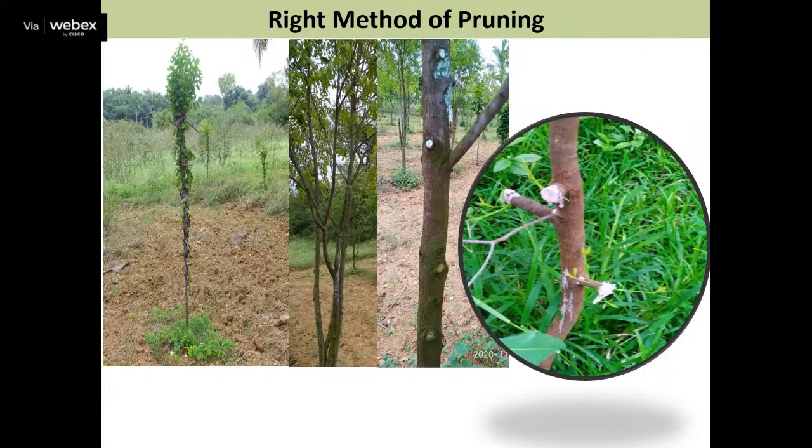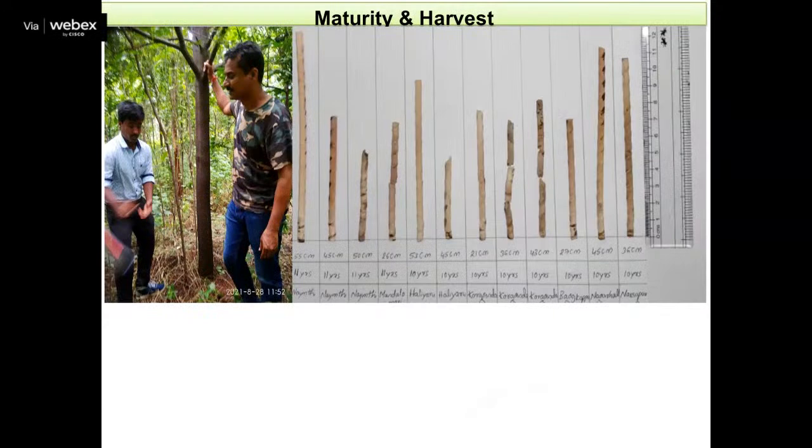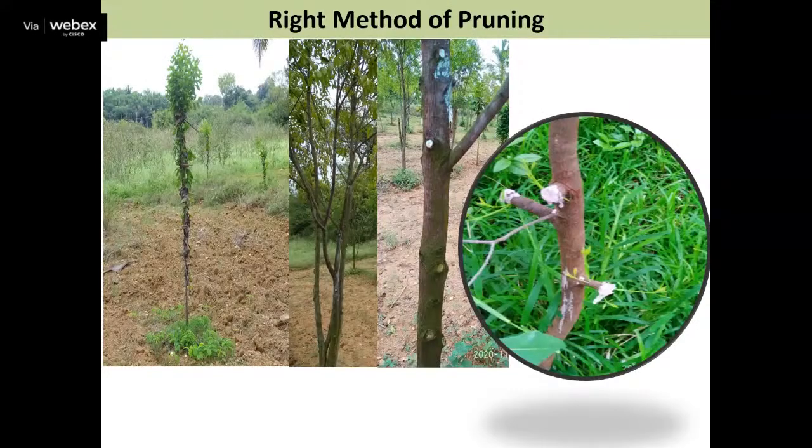Again, whenever you make any physical injury, you have to apply some product mixture. There is a natural way of pruning. One of the farmers has wrapped the trunk up to this level with coconut leaves. Because of the lack of light, the branches will automatically die. So there is no physical injury, but the branches will be reduced. That is an innovative way, and we can try that way also.